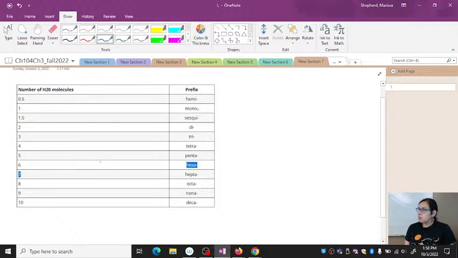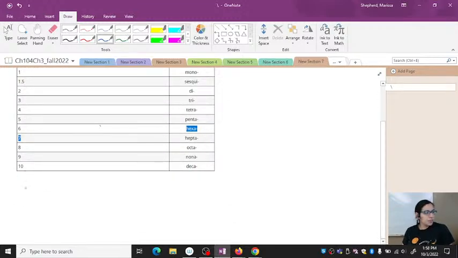But then you could have mono-aqua compounds. Sesqui is not very common, but that'd be 1.5 molecules of water, and that's just a ratio. But then we have di, tri, tetra, penta, hexa, hepta, octa, nonadeca. Of course, you can continue.